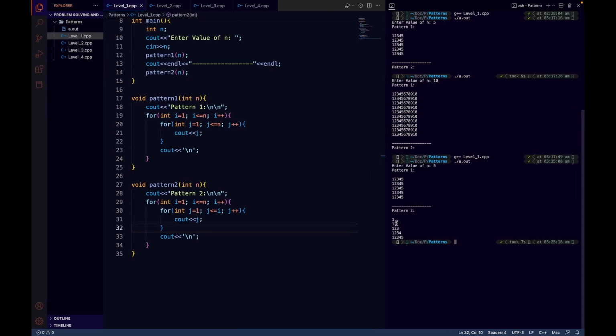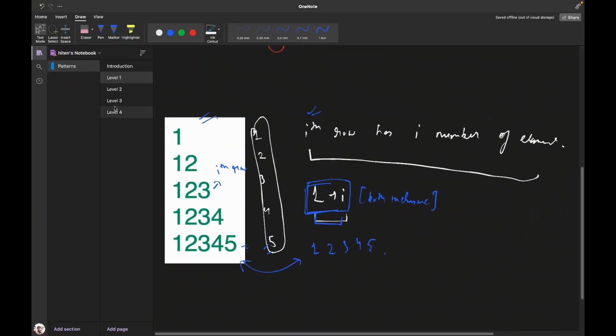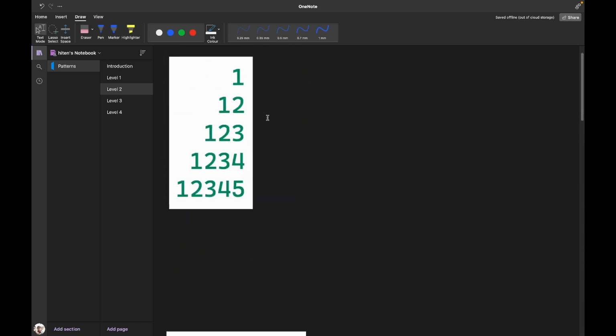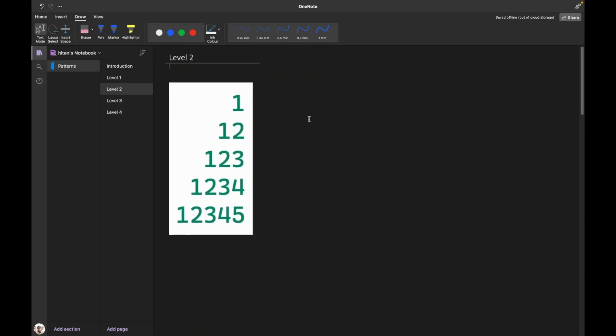Okay, so let us just jump to level 2. Level 2 is a bit harder than level 1, but it will teach you a lot. In level 1 we don't have much use of spaces, but in level 2 we have to make use of the spaces.